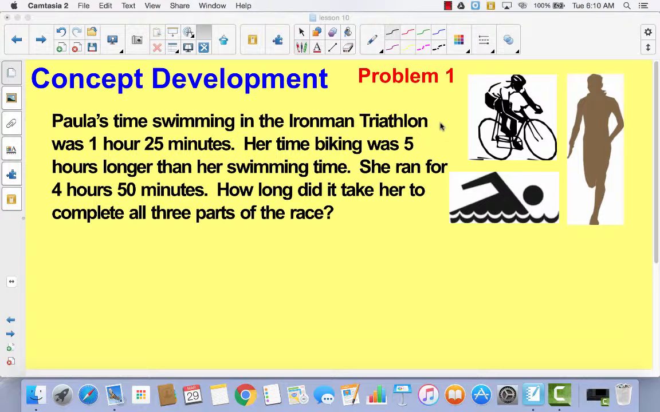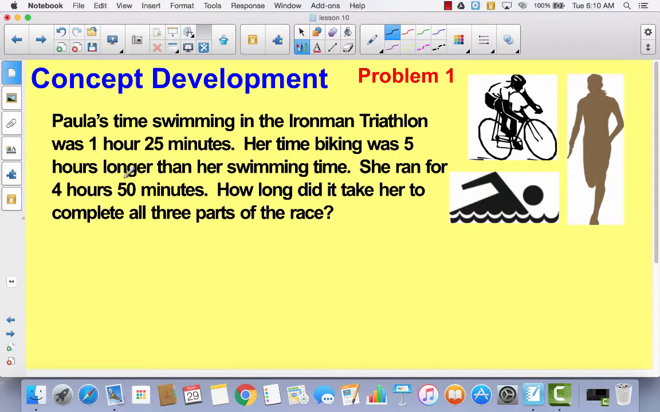How long did it take her to complete all 3 parts of the race? So does this sound like a total or does this sound like a comparison? It kind of sounds like both, doesn't it? It sounds like we're finding a total, but I also hear some comparison words, like right here where it says her time biking was 5 hours longer than her swimming time. That tells me that if I create a tape diagram that compares her swimming, her biking, and her running, then I could find the total.